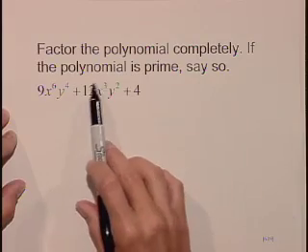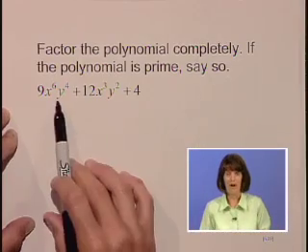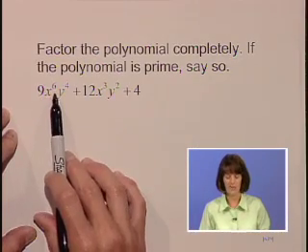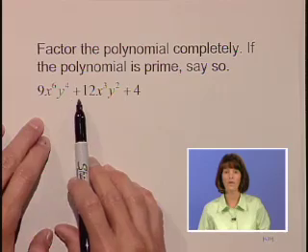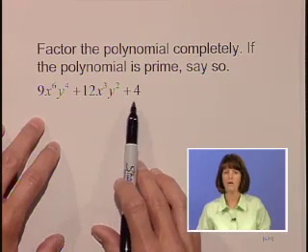Let's factor the polynomial completely. If the polynomial is prime, say so. Here we have a fairly complicated polynomial in 9x to the 6th, y to the 4th, plus 12x to the 3rd, y squared, plus 4.